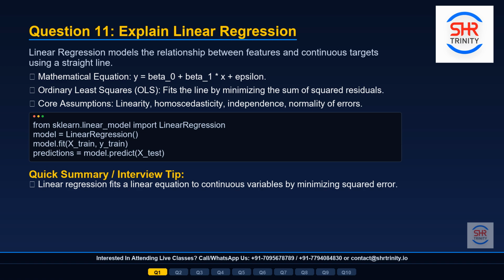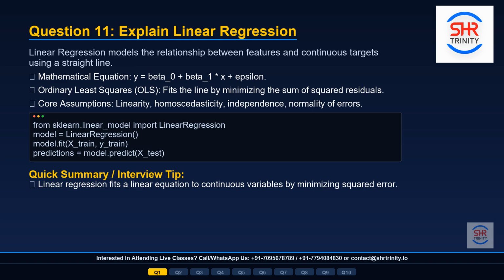Question 11. Explain linear regression. Linear regression is the simplest and most foundational supervised learning algorithm used for predicting continuous values. It assumes that there is a linear relationship between the input feature, x, and the continuous output variable, y. Mathematically, it expresses this as y equals beta 0, which is the y-intercept, plus beta 1 times x, which is the slope, plus an error term epsilon.